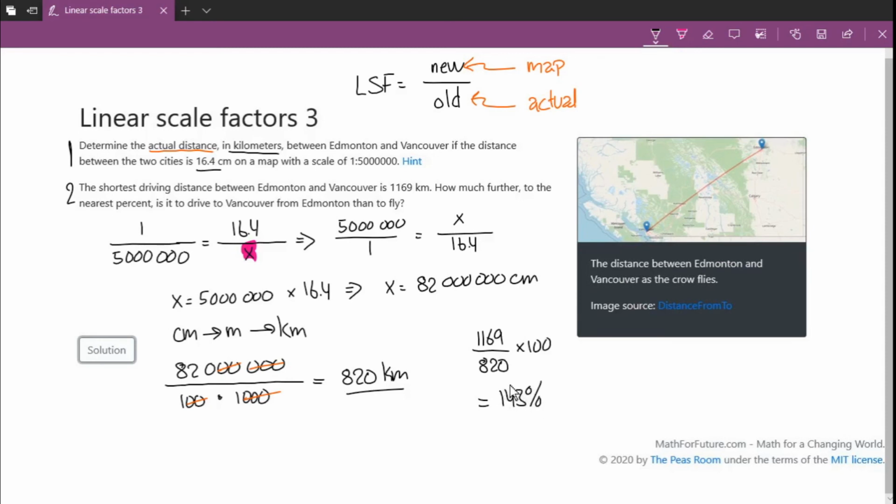Okay, so in terms of the answer for B, how much further it is, we can answer 143%, but perhaps more intuitive it would be to say that it's 43% further to drive between Edmonton and Vancouver than it is to fly.